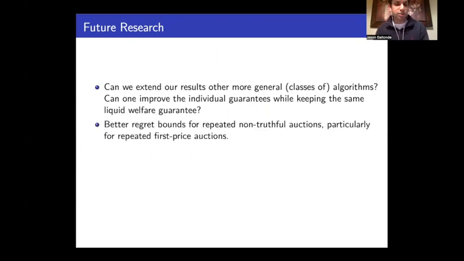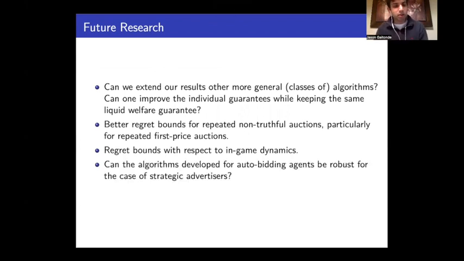In non-truthful auctions, like first price auctions, you can ask for better regret bounds than this t to the 3/4. You can ask for regret with respect to stronger benchmarks than what we mentioned, which was this best pacing multiplier in hindsight. And also you can ask whether you can make these algorithms that the auto bidders are using robust to the case where advertisers are also being strategic. So they know the strategies that the auto bidders are using, and they might be tinkering with the auction format. Can these auto bidder algorithms be made robust to these strategic considerations?